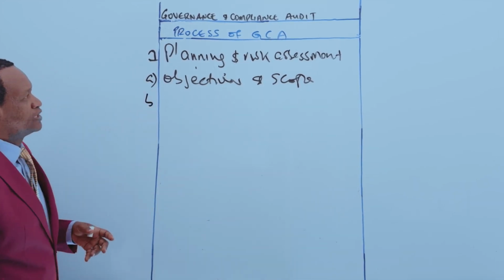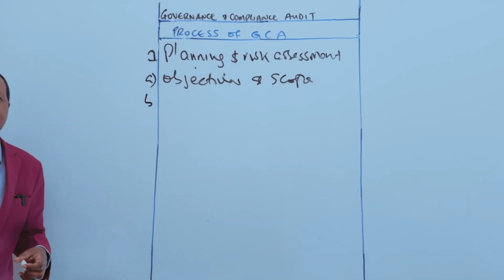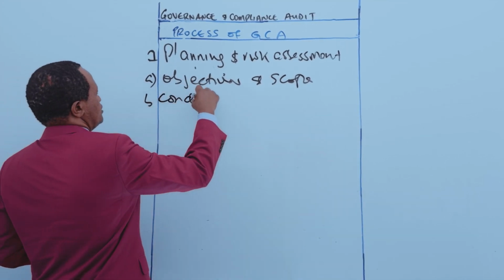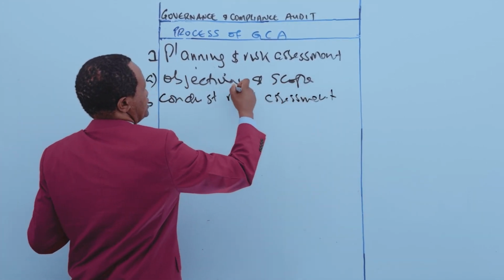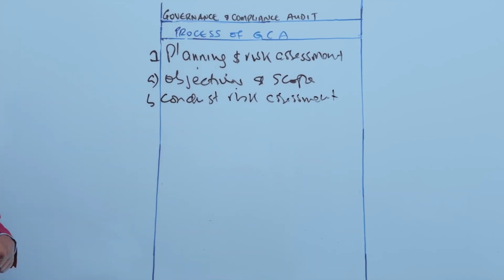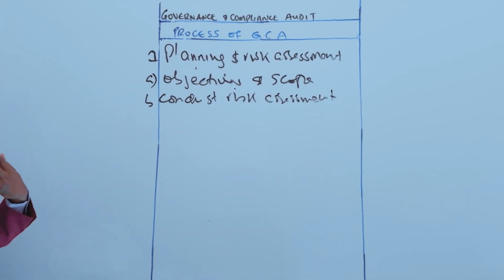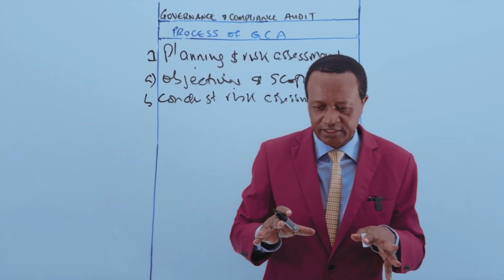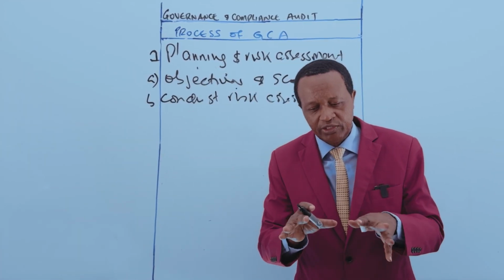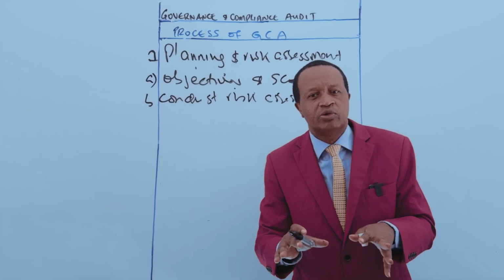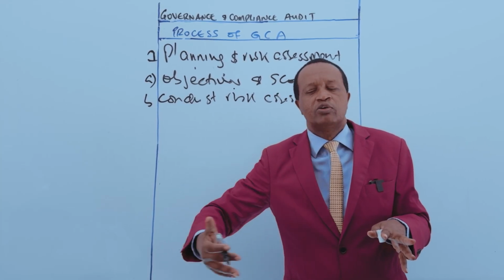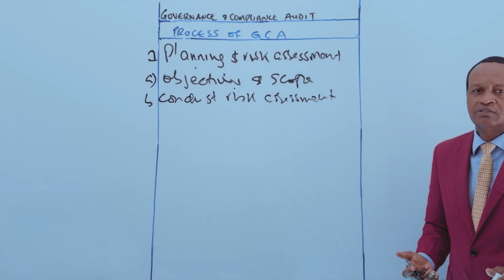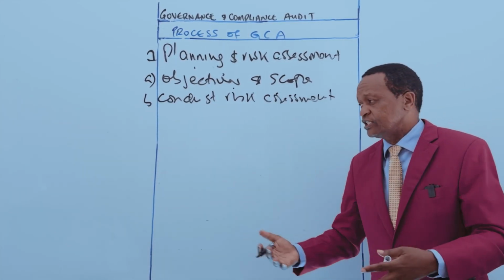The second part, when it comes to planning, is conducting a risk assessment. That means evaluating the risks of material non-compliance. Material what? Material non-compliance or risk of significant governance failure. So you have to evaluate the risk of material non-compliance.